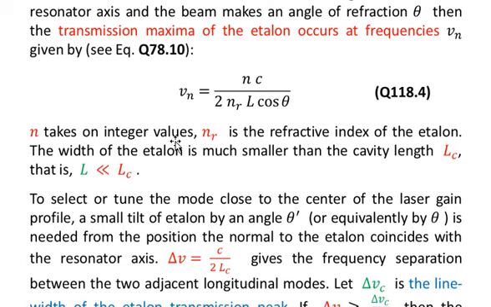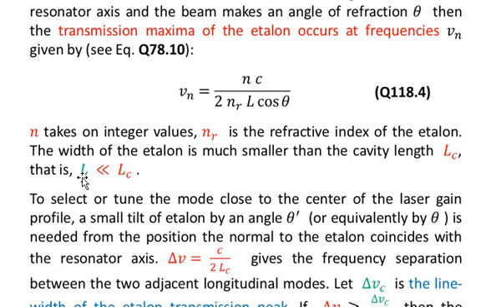N takes integer values. Nr is the refractive index of the Etalon. The width of the Etalon is much smaller than the cavity length LC, that is L, which is shown in green. Green means that all the quantities which I have shown in green from now onward will represent the quantities related to the Etalon, and the quantities which will be shown in red will be the quantities related to the laser cavity from now onward.